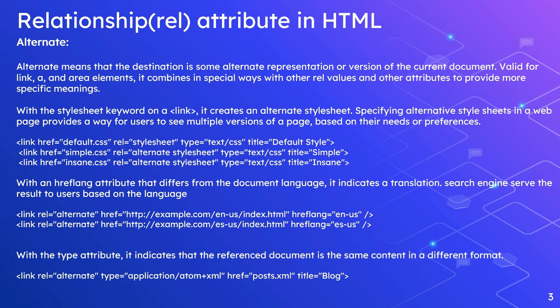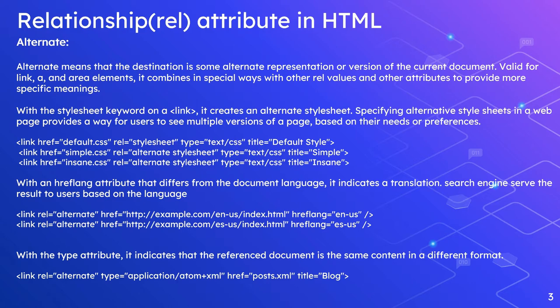With the stylesheet keyword on a link, it creates an alternate style sheet. We have already seen stylesheet. So with this relationship value alternate, you can define an alternate style sheet. Specifying alternate style sheets in a web page provides a way for the user to see multiple versions of the page, or multiple styles of the page.